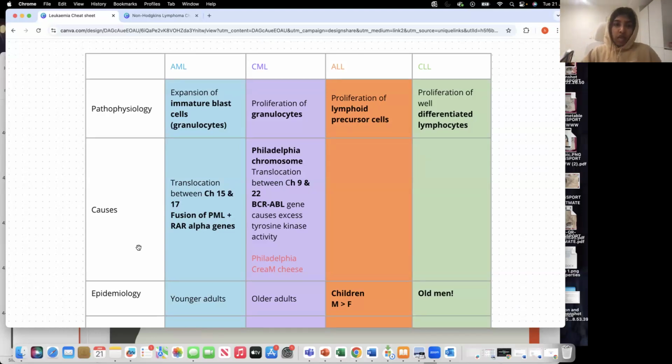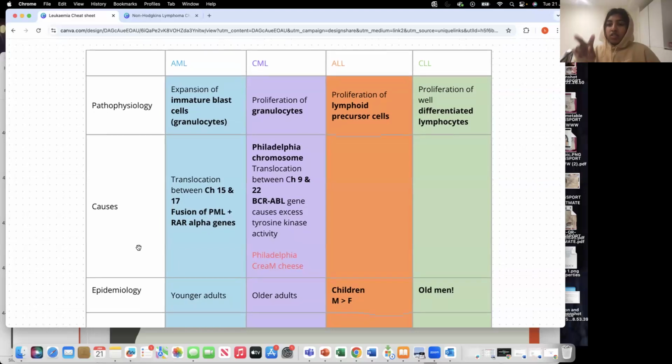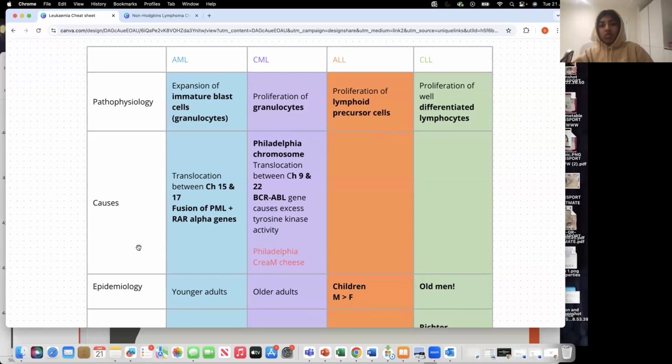Yeah. So the ALL and CLL originate from the lymphoblast line, and then AML and CML come from the myeloid line. It's in the name. Lymphoblasts are like your T cells and your B cells, and then your myeloid cells differentiate into a bunch of different things, like basically everything else. So that's another way to differentiate them.